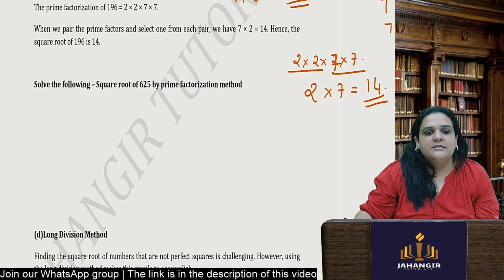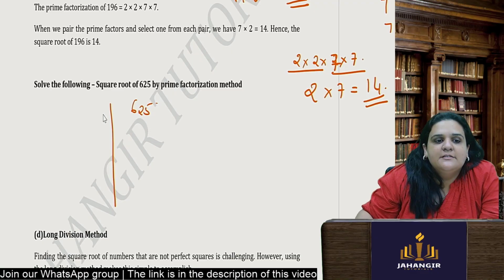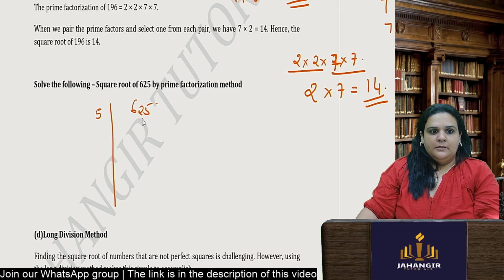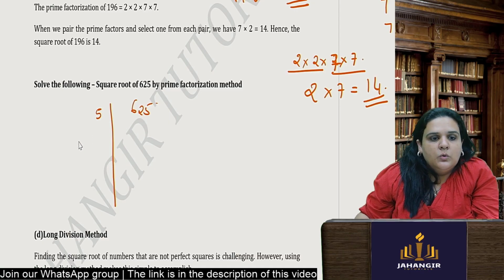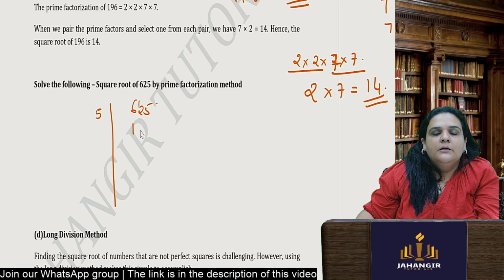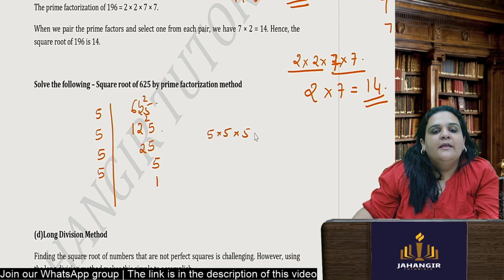One more sum I will solve: 625 by the prime factorization method. I know 625 is divisible by 5. 5 is a prime number. So I can do it by 5. 5 ones are 5, 5 twos are 10, 5 fives are 25. Again by 5 I can divide. 5 twos are 10, 5 fives are 25. Again by 5, 5 fives are 25, and then again 5 ones are 5. So I have got 5 into 5 into 5 into 5.